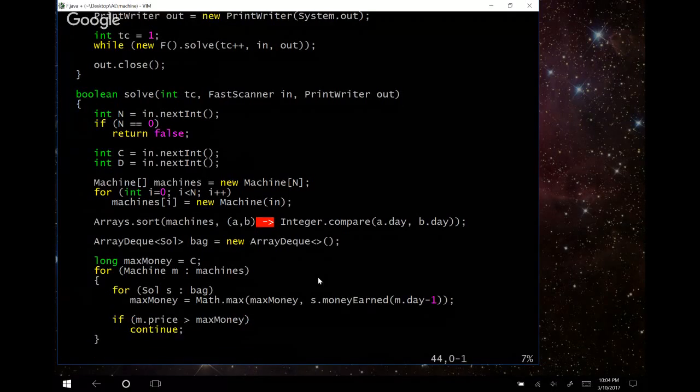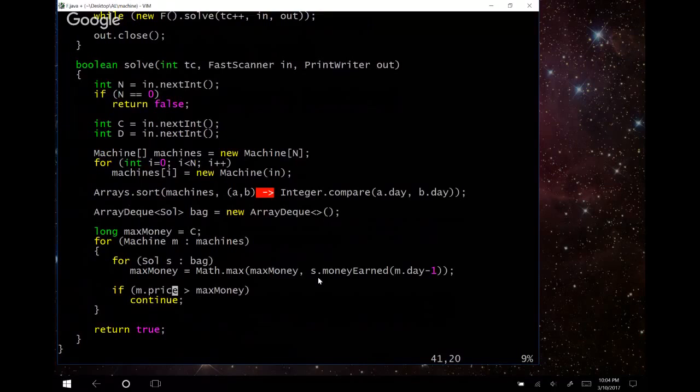Okay, so this basically takes care of the case where this machine isn't worth buying, it's too expensive. If the machine is more expensive than the max money I can earn right now, I just get out of here. I can't afford this machine, even if I saved all my money, even if I used machines up till now optimally.